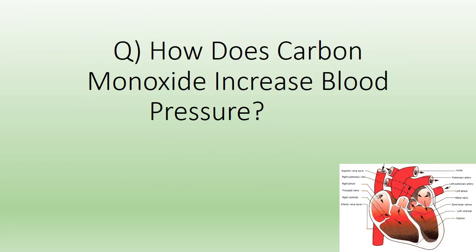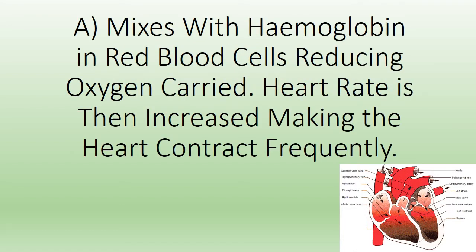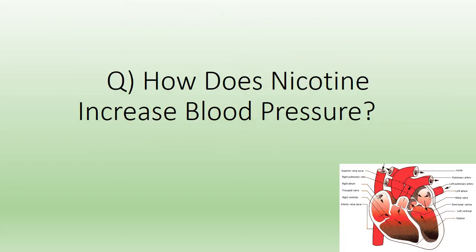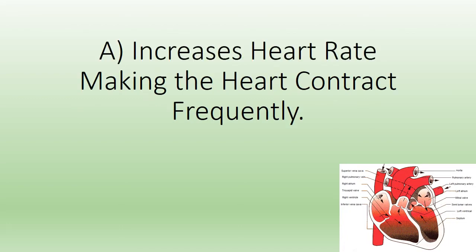How does carbon monoxide increase blood pressure? Mixes with hemoglobin in red blood cells, reducing oxygen carried. Heart rate is then increased, making the heart contract frequently. How does nicotine increase blood pressure? Increases heart rate, making the heart contract frequently.